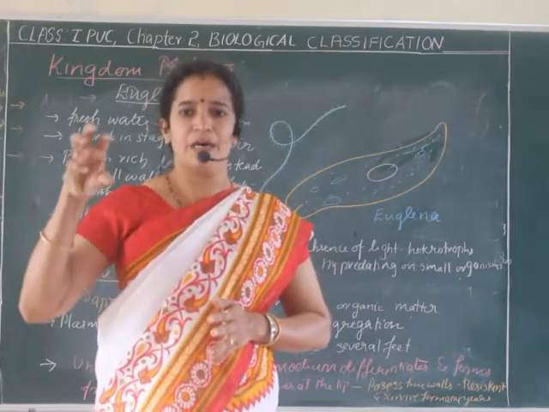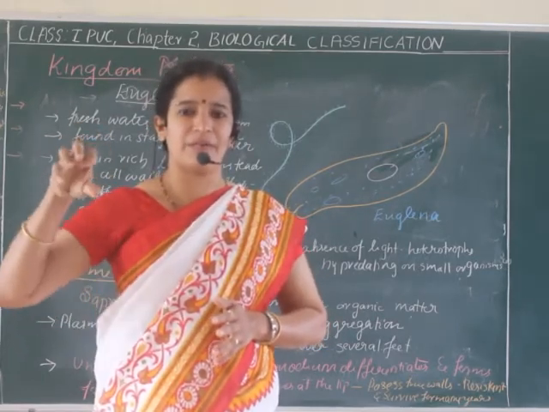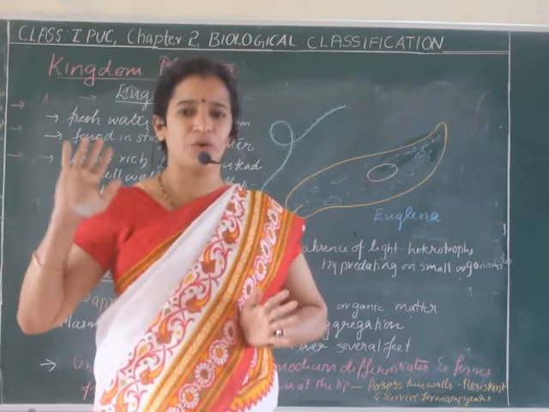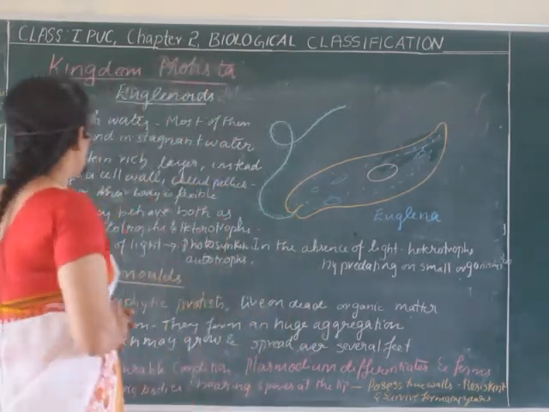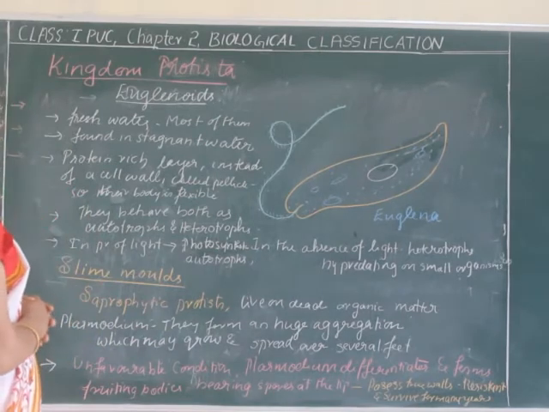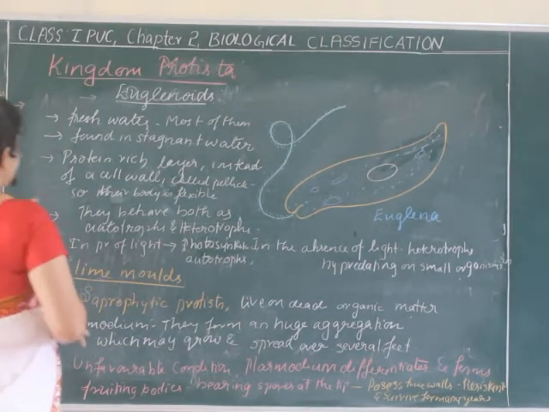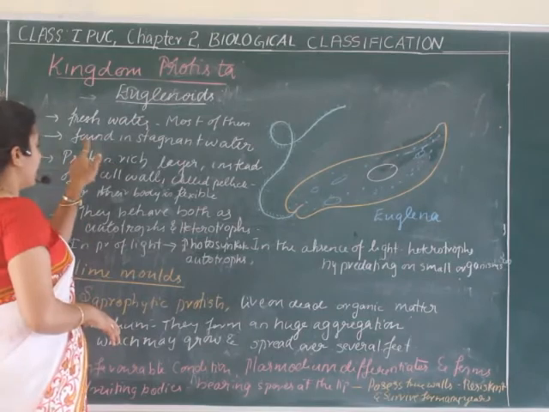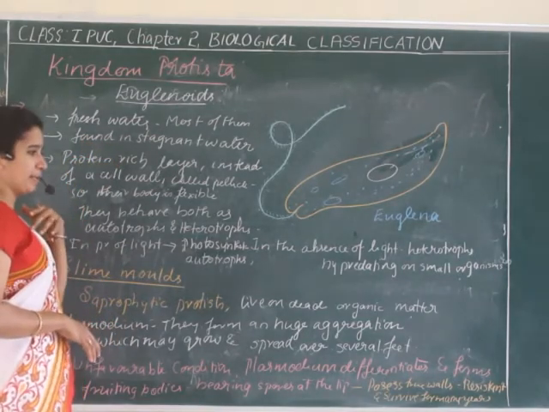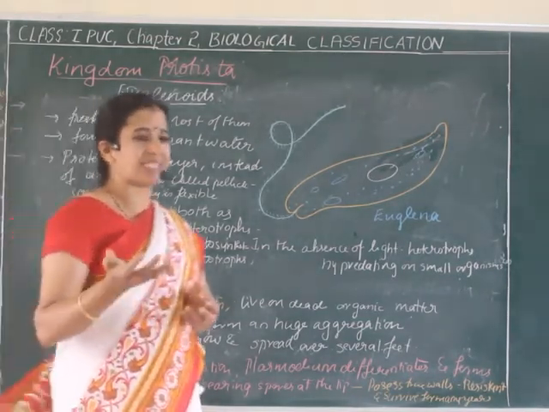They are very pure; we can say they are found only in good water. So that's why euglenoids are found in fresh water. Most of them can be seen in fresh water, and mainly in stagnant water, where water is collected.